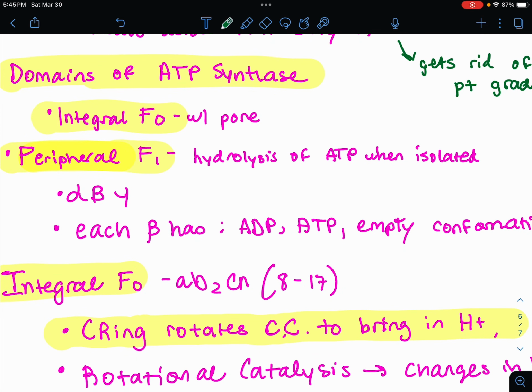Let's talk about the domains of ATP synthase. There are two of them. There's the integral part, F0. It has this pore for protons. This is stuck in the membrane of the mitochondria, and that's given by the integral nature of it. The peripheral part of the ATP synthase will catalyze the hydrolysis of ATP if it's isolated.